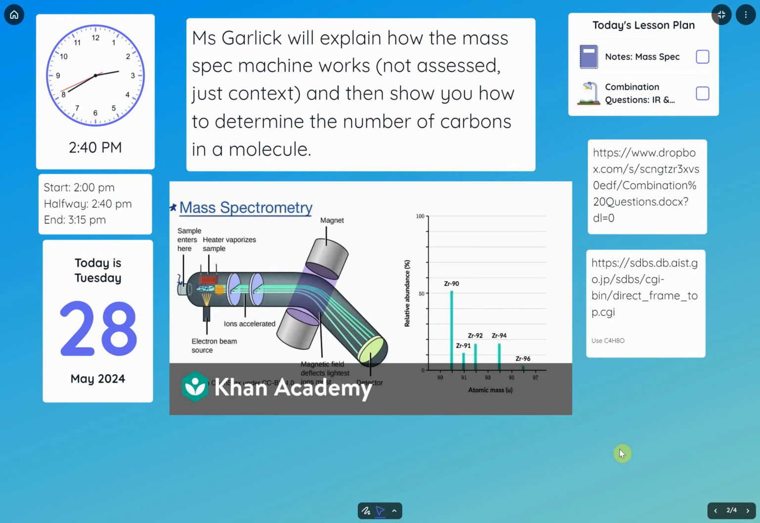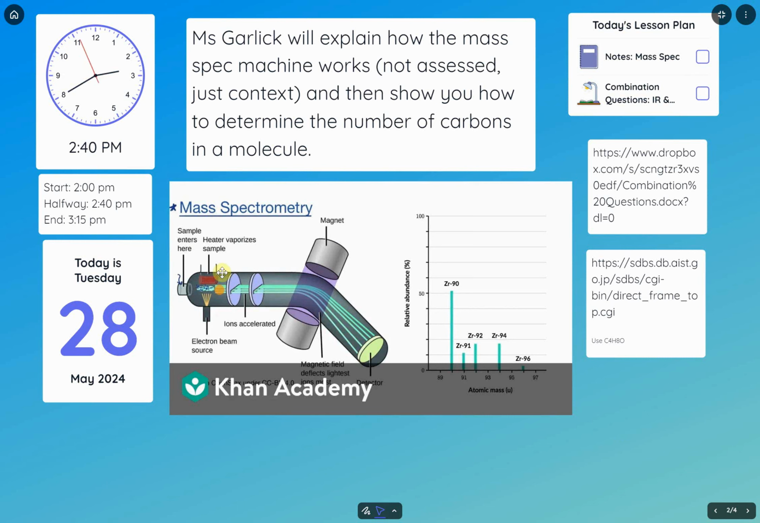Just like with IR spectra, the way IR works is that we have a little cuvette of our organic molecule, and we shine light through it, and then we measure the absorption of how much light it gets for each wavelength. So the next thing I want to talk about is how the mass spec machine works. Again, not assessed, but good to understand.